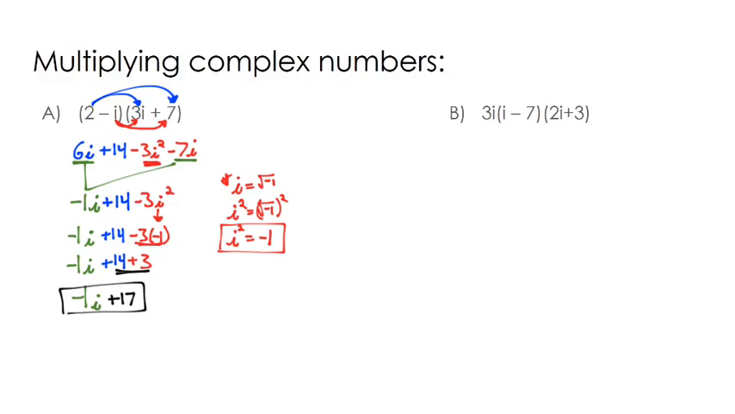Now, let's do the same thing over here with this next problem. Now I'm really multiplying 3 values. I kind of got a monomial out front, a binomial, and a binomial. And so you just got to think, whenever you normally multiply numbers, you just pick 2 and multiply them first. Then whatever you get, you multiply by the other one.